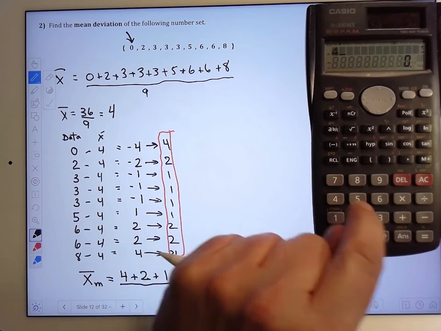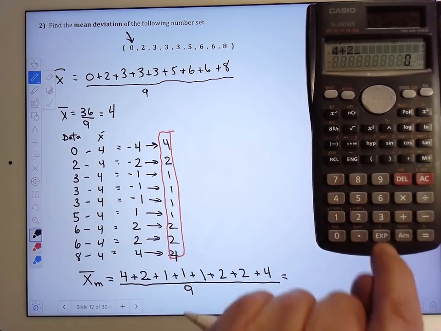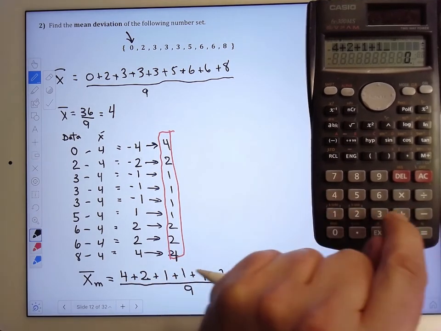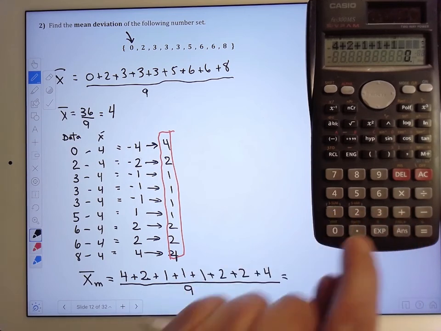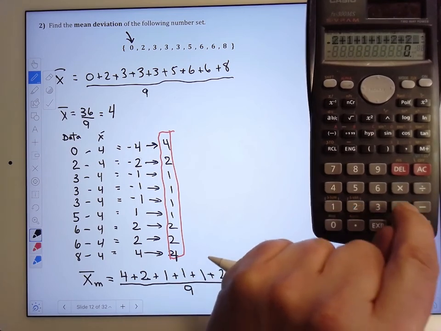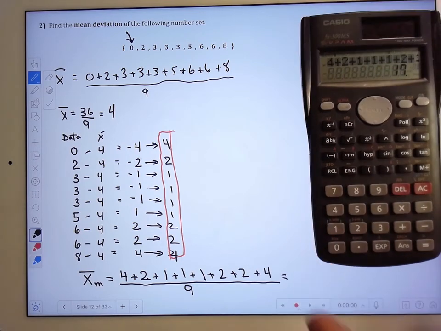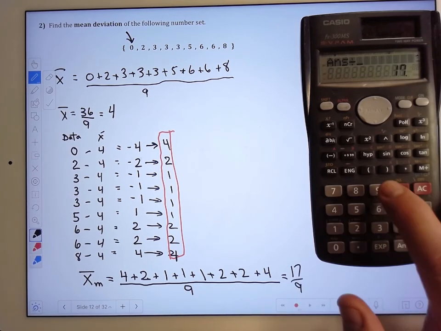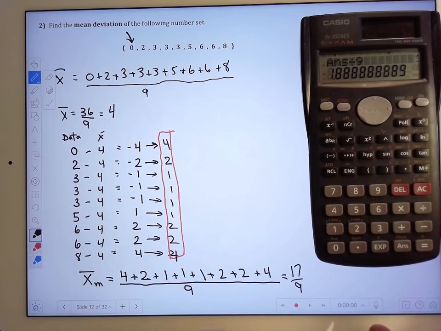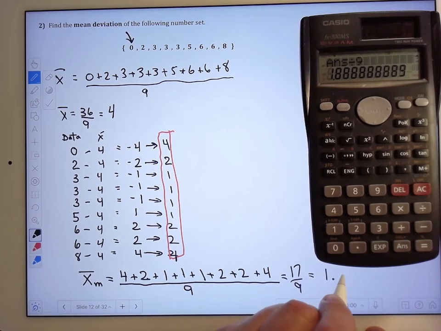So 4 plus 2 plus 1 plus 1 plus 1 plus 2 plus 2 plus 4 comes to 17, which I then have to divide by 9, and I get 1.8 repeating. So 1.8 repeating is my mean deviation for that problem.